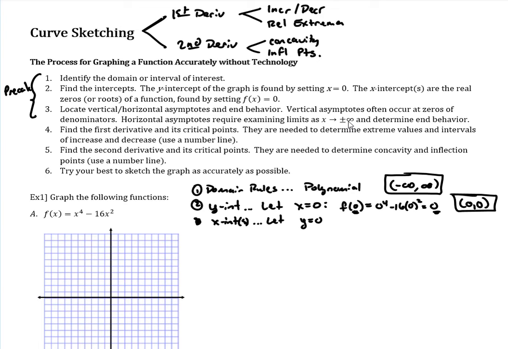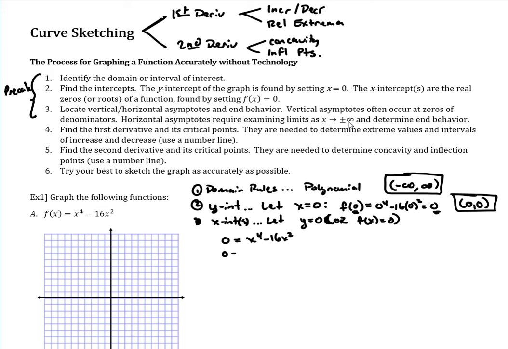To find the x-intercepts, we let y equal 0, which means you set your whole function equal to 0. Remember, y is f of x, so those are the same. So if I set the whole left side equal to 0, I have 0 equals x to the 4 minus 16x squared.